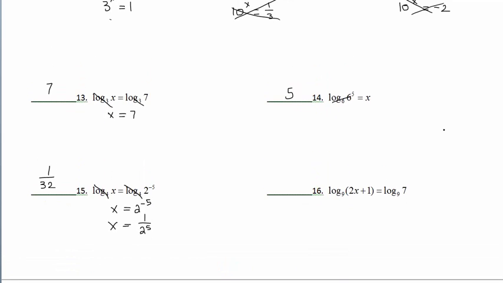Okay, 16, same base, 9. Logs drop out. Solve the resulting equation. The answer is 3. So in this video, we changed forms from exponential to logarithmic and vice versa. We looked at some log properties and we evaluated some log expressions.